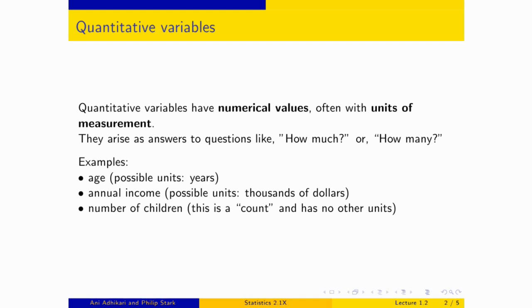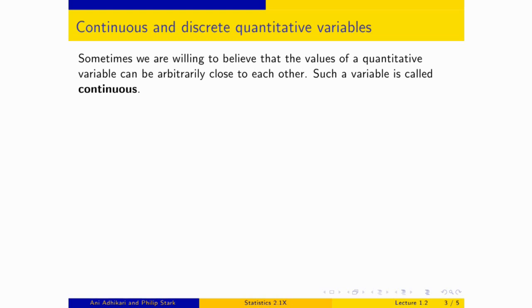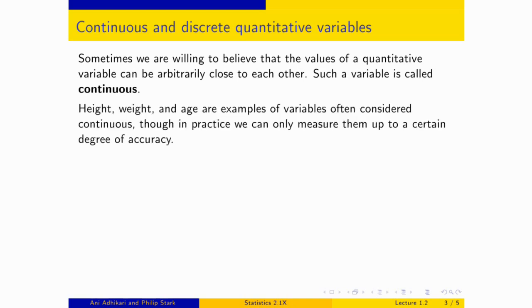is the kind of variable where you're willing to think that successive values of the variable can be arbitrarily close to each other. So for example, two people can be as close as you can imagine in height, even if they're not exactly equal in height. Such variables are called continuous. Typical examples are heights, weights, ages, and so on. Now in practice, we can only measure them up to a certain degree of accuracy. But frequently we say, it doesn't matter that we can't get completely accurate with our measurement. For all intents and purposes, these variables we are willing to consider as continuous.